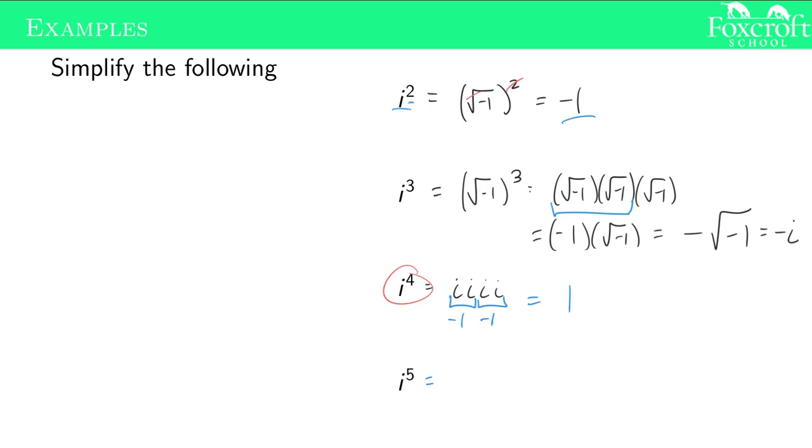And i to the 5th is 5 copies of i. But we just saw 4 copies of i just turns into a single positive 1. So it's just positive 1 times i, and we just get i.